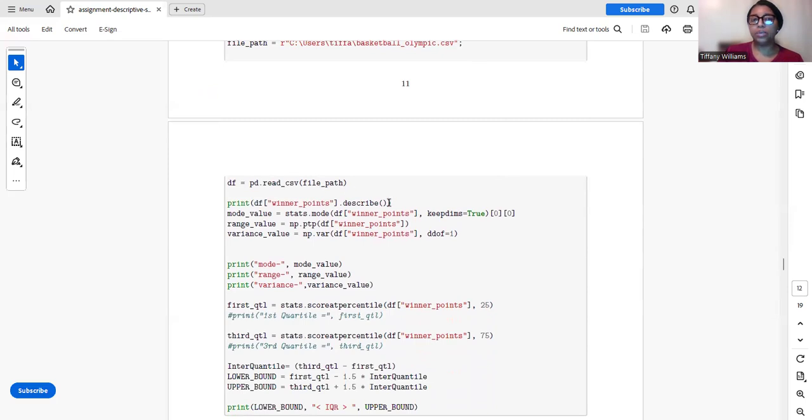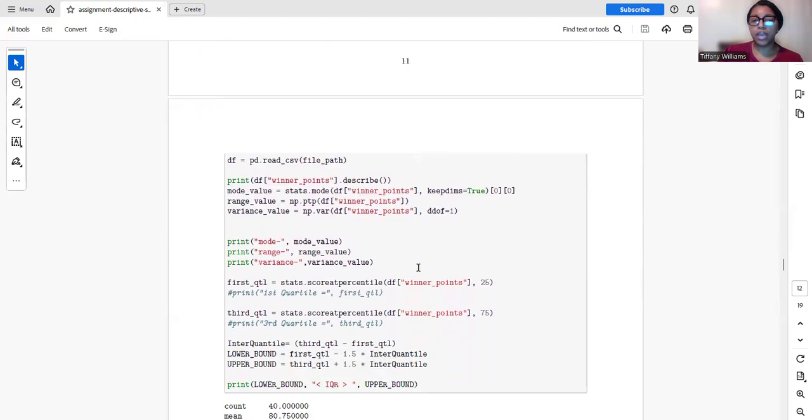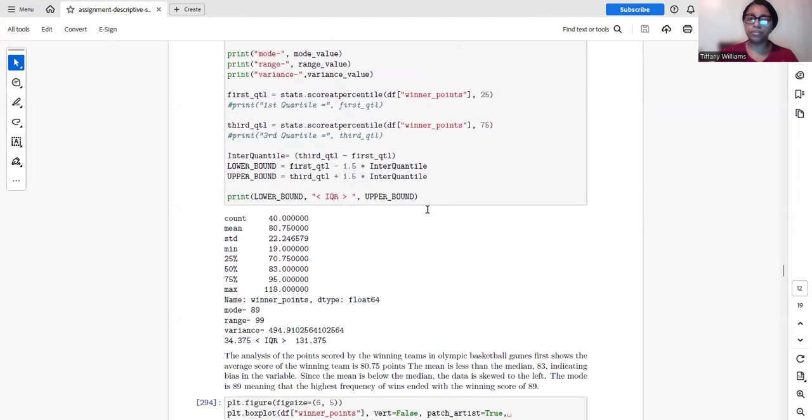Again, we're looking at winner points. I calculated the mode, the range, the variance, as well as the interquartile range and the descriptive statistics. Looking at winner points, the mean is 80, the median is 83, standard deviation is 22, the mode is 89, meaning that the score of the winning team has been 89 most of the times.